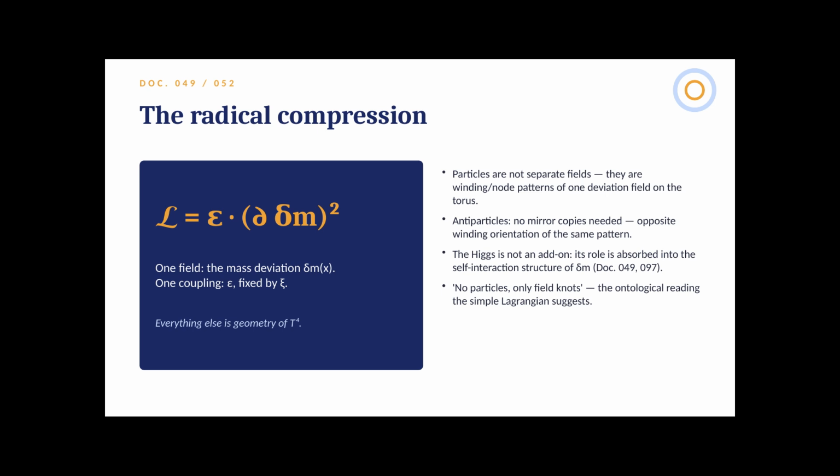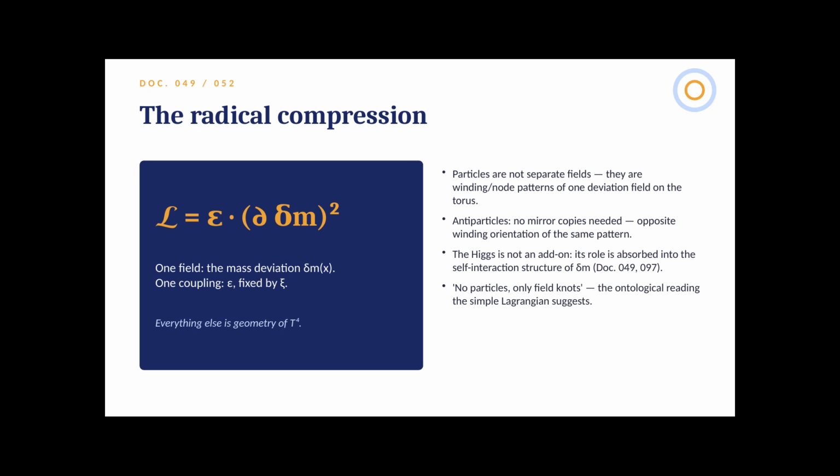The Lagrangian, call it script L, equals epsilon times the derivative of delta m squared. Let me unpack the symbols. Delta m is the field, it's the mass deviation: how much the mass departs from its baseline, point by point. Epsilon is the single coupling, and it's fixed by Greek x. Everything else is just the geometry of the torus.